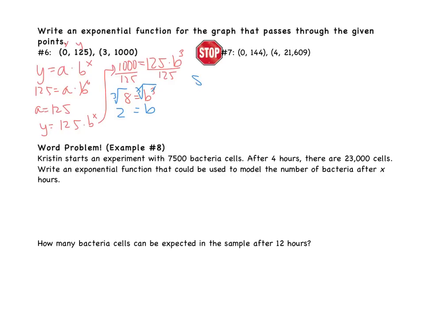Now hopefully you remember 8 is 4 times 2, 4 is 2 times 2, so the cube root of 8 is really the cube root of 2 to the third. So those cancel, that's how I get 2. So my final equation becomes y equals 125 times 2 to the x. Now you cannot simplify that. You can't multiply the 125 and the 2 because the 125 doesn't have an exponent.